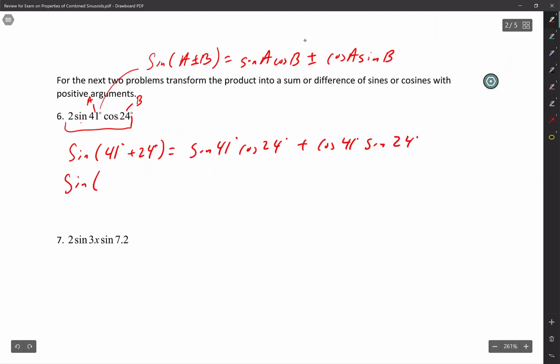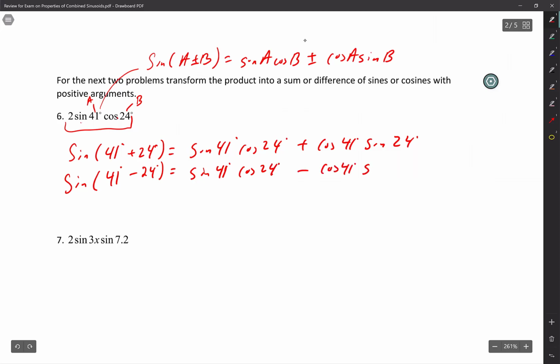And then on the bottom, what do we do with that 2 at the front? I don't do anything to it. That's what I want to get. I want to see if I can get a 2. And then sine of 41 minus 24. You can use your formulas, but I would prefer to see this.